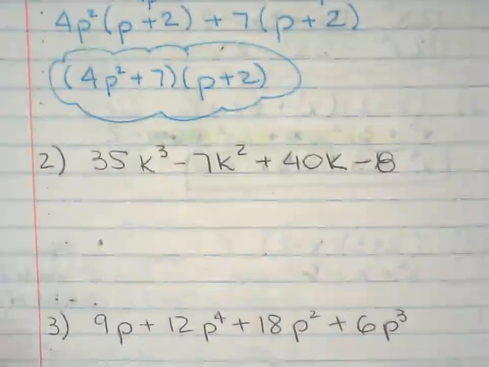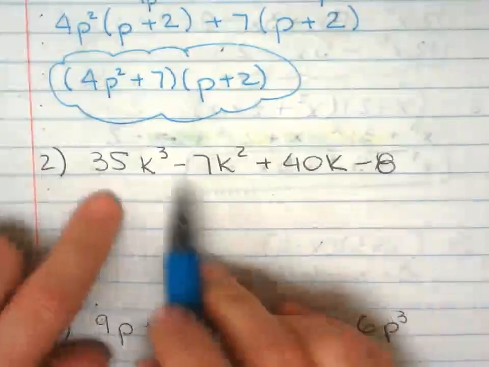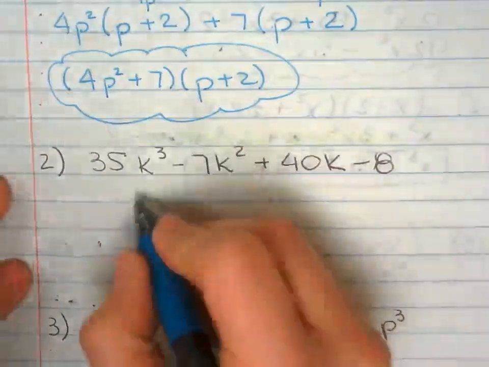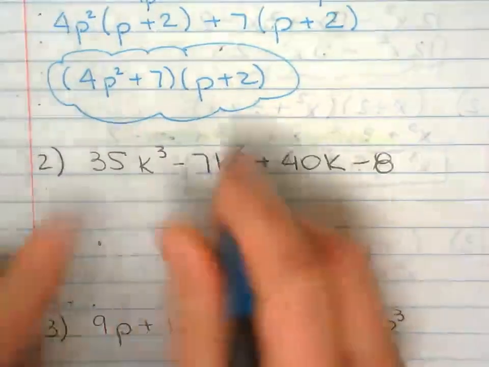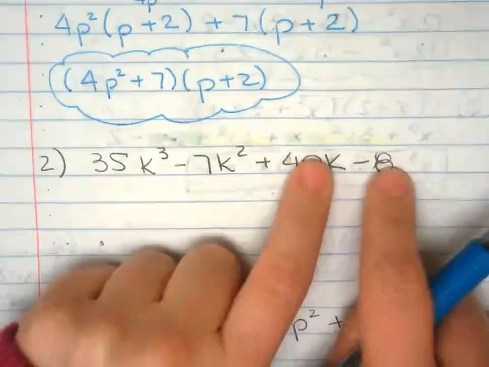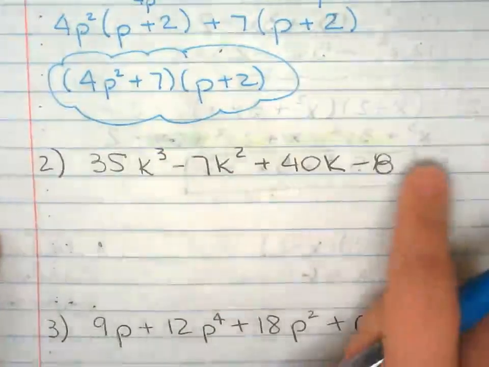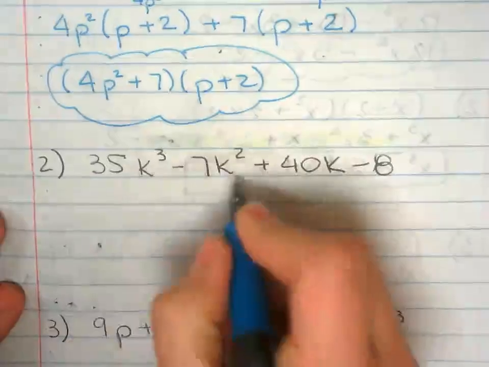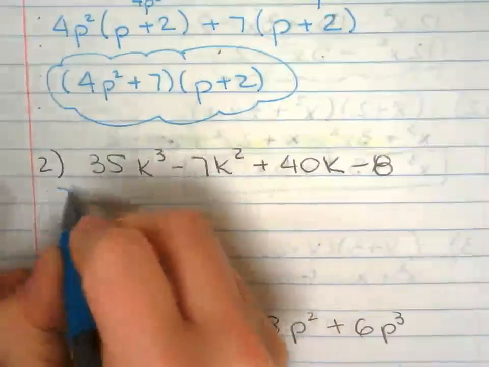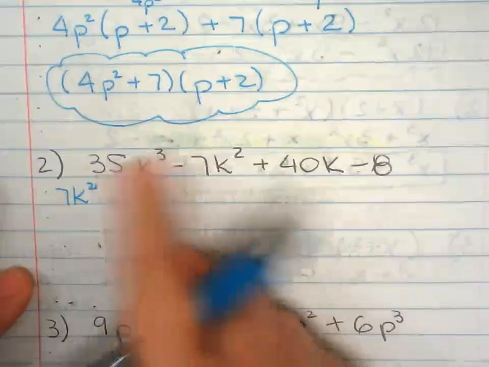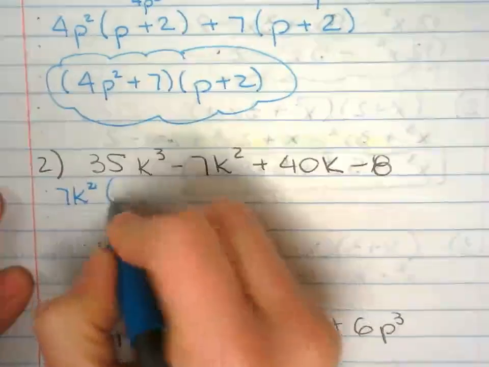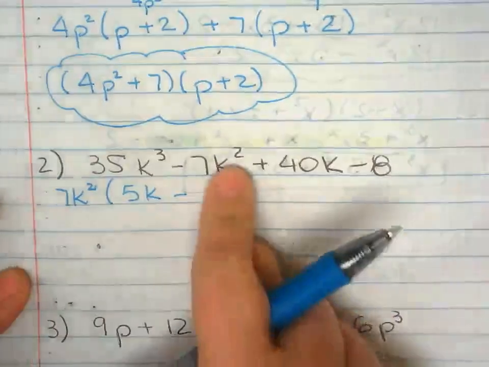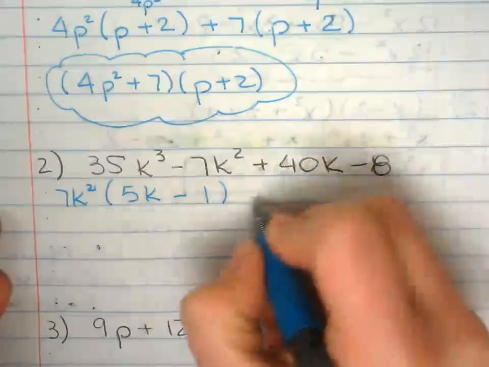Number 2. So again, check, make sure that it's in order from greatest exponent to least exponent, and then we're going to find the greatest common factor between these two and the greatest common factor between these two. Or if you can't find a greatest common factor for all of them, and this is not the case, just between those two, 7k squared. You can divide them both by 7, and you can divide them both by k squared. 35k cubed divided by 7k squared is 5k. 7k squared divided by 7k squared is 1, not 0.